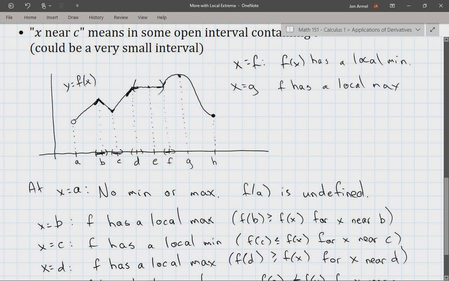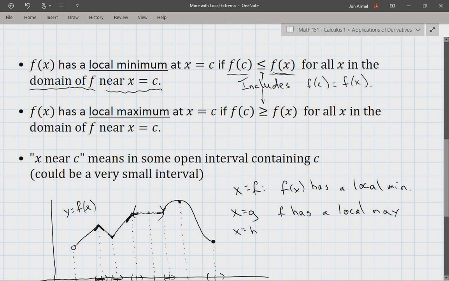And what about x equals h? So remember, on the left side at x equals a, there was neither a max nor min because the function was undefined. But at x equals h, if I make an interval around h, oh wait, any open interval containing h has to stick out to the right a little bit, doesn't it? Yeah, because if it just stopped at h, that would be a closed interval with a little square bracket. But an open interval containing h has to stick out to the right. But what's going on with the function out to the right? Well, the function isn't defined.